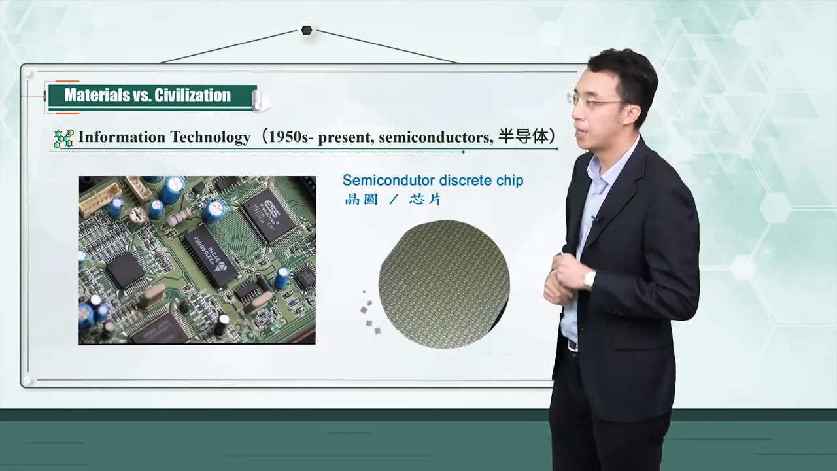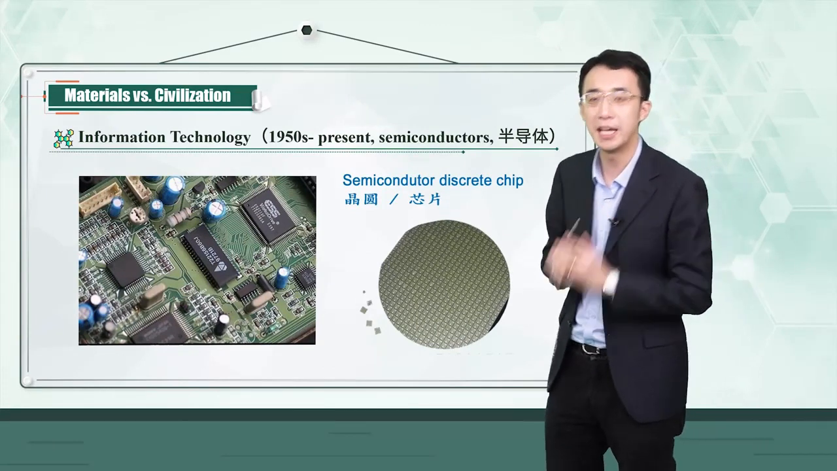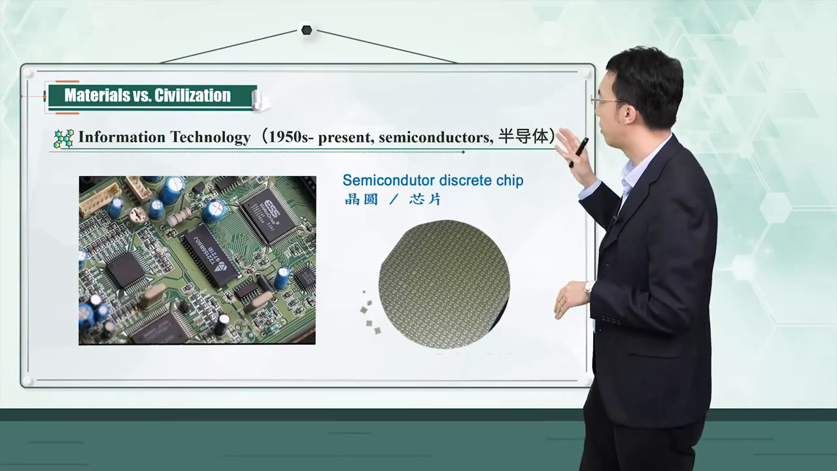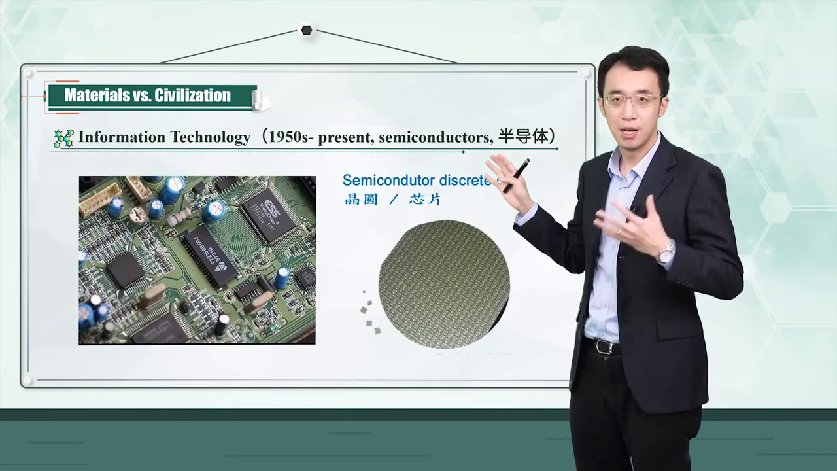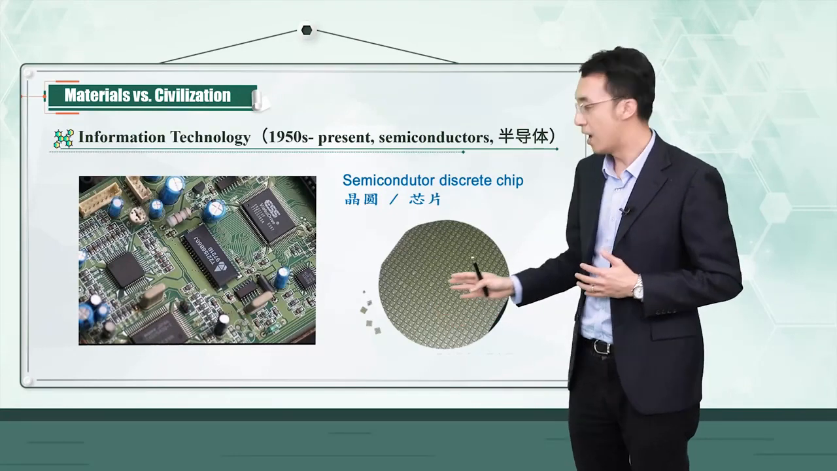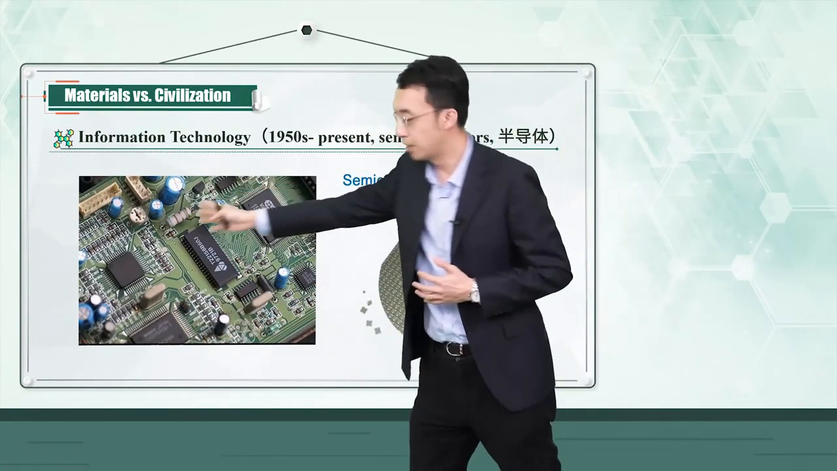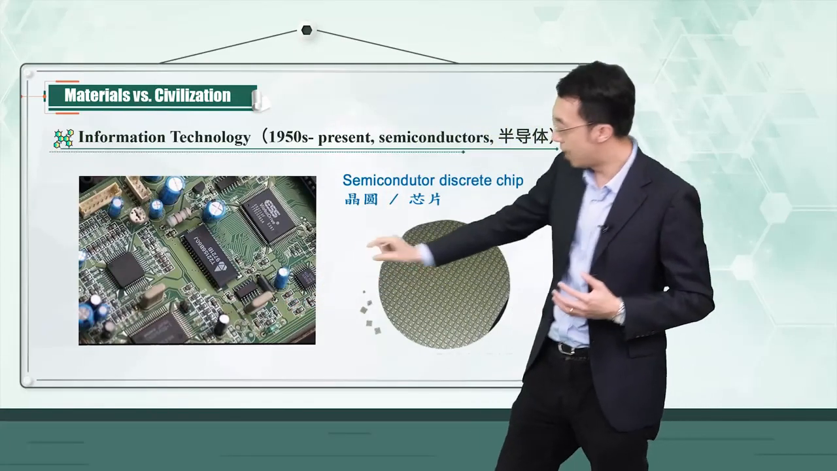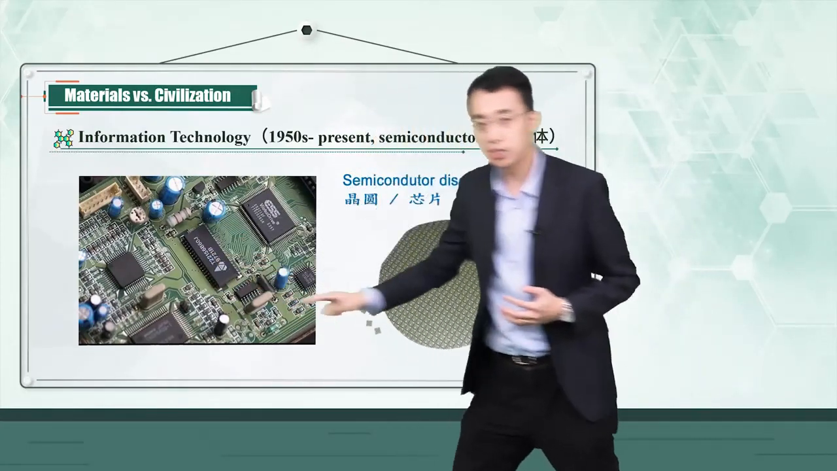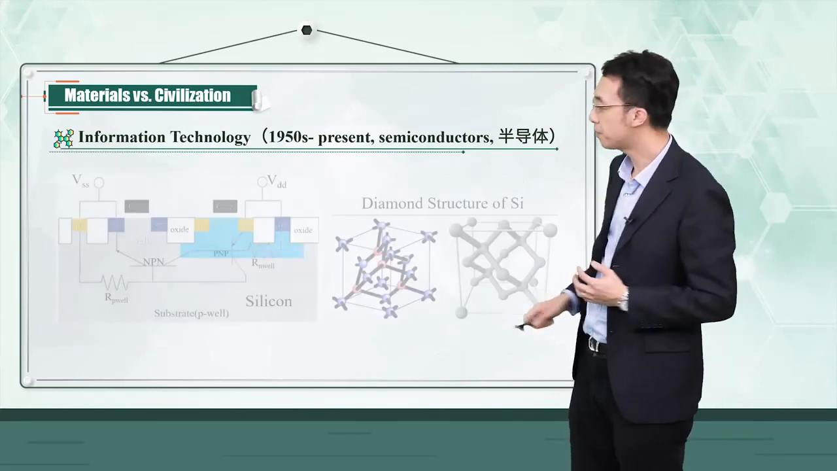And then from the 1950s, we enter into the so-called information technology age. The basic material is the semiconductor, or essentially silicon semiconductor. And this is a complex view of your actual circuit. Each of these chips is cut from a silicon wafer, okay?